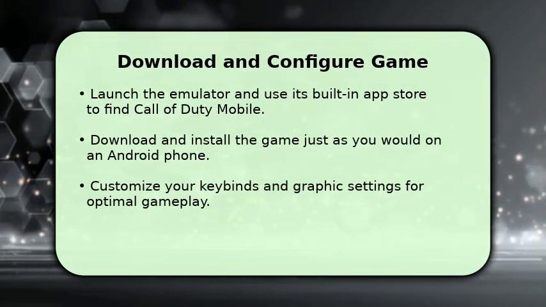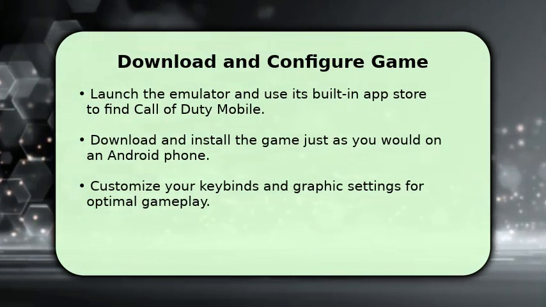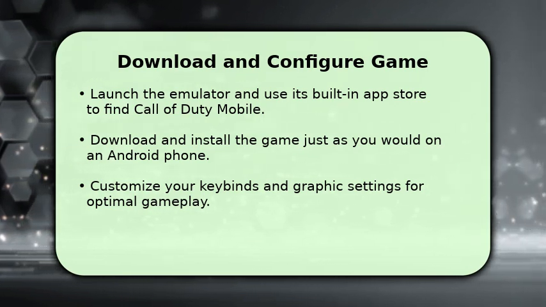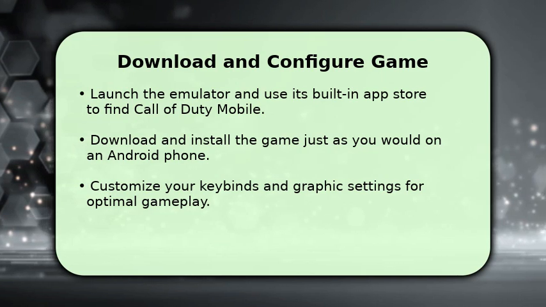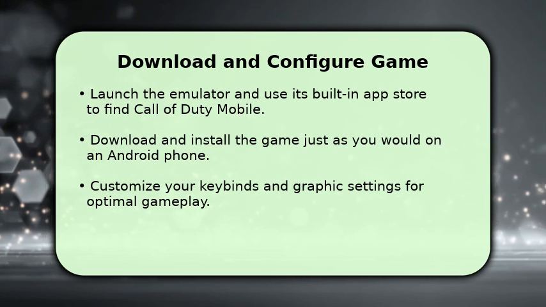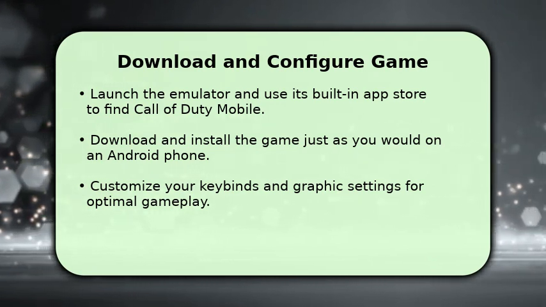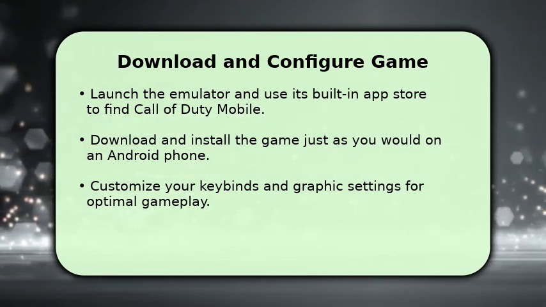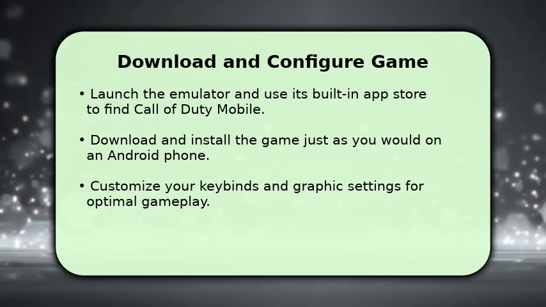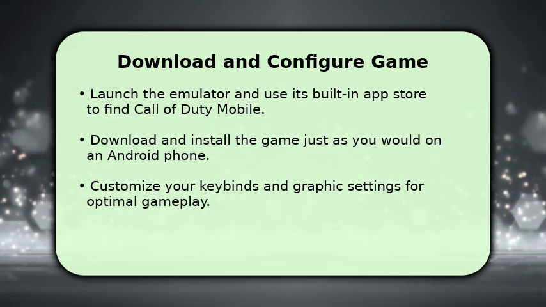With the emulator successfully installed, open it up. You will usually find a search bar or an app store within the emulator interface. Search for Call of Duty Mobile and proceed to download and install it. Once installed, take some time to adjust your in-game settings. This includes customizing your keybinds for keyboard and mouse and optimizing graphic quality for a clear visual experience.